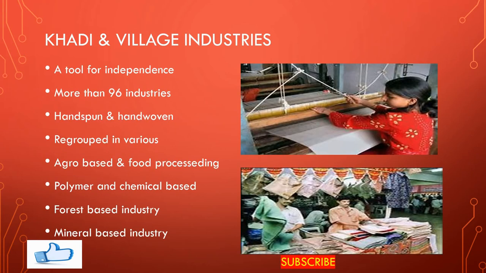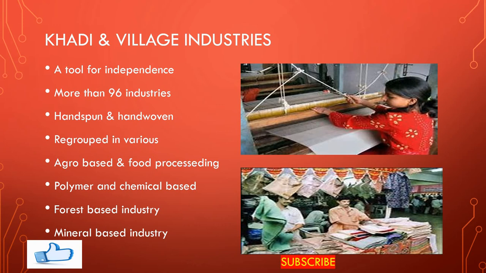Khadi and village industries. India is a land of more than 7 lakh villages, so each and every village has its own industries. The Khadi and Village Industries Corporation was greatly supported by Mahatma Gandhiji. He is the pioneer in starting up these industries, and he started weaving his own cloth for wearing. Even this is considered a tool of independence. Gandhiji motivated everyone to weave their own cloth and wear it, so that people would not depend upon others.